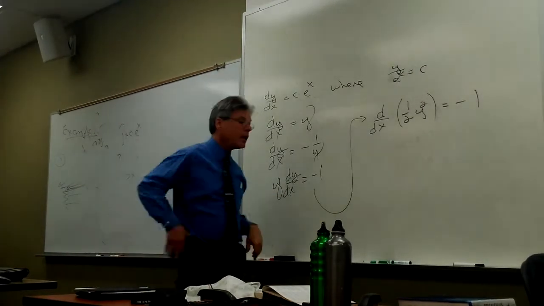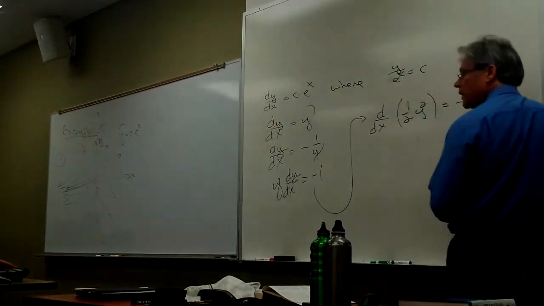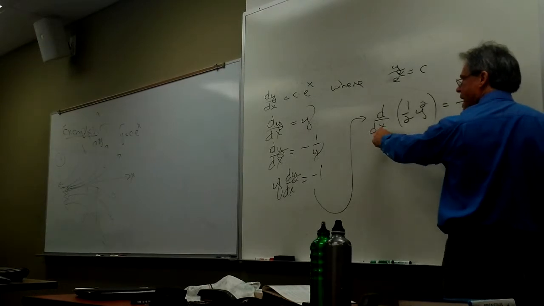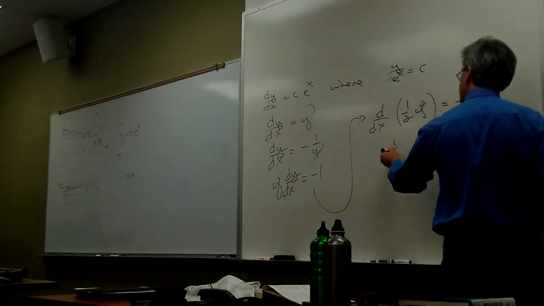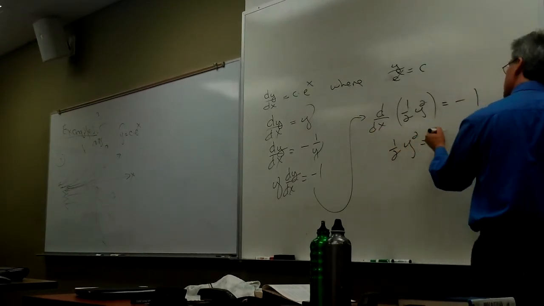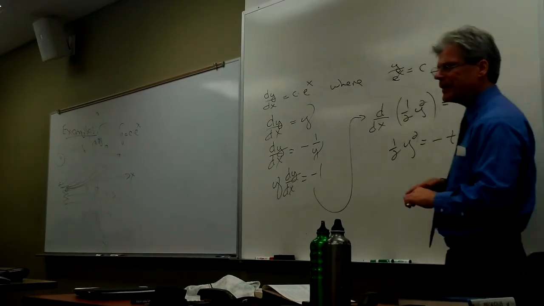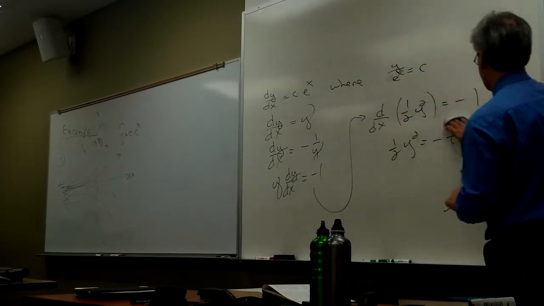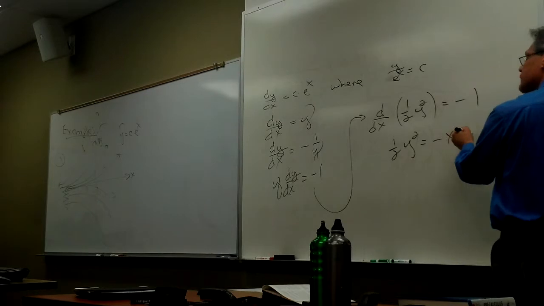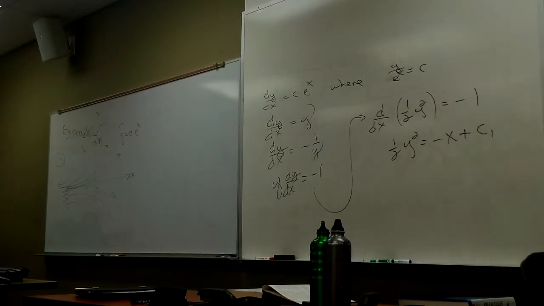And now to undo the differentiation process with respect to x, I think I'm left with 1/2 y squared being equal to negative t. Sorry, I said t, I meant x. My goodness. And negative x plus some constant of integration. Can you see, once I've already used C in my equation?